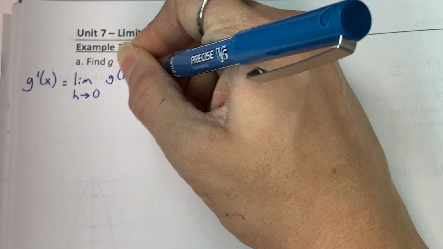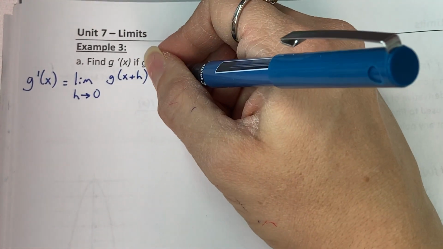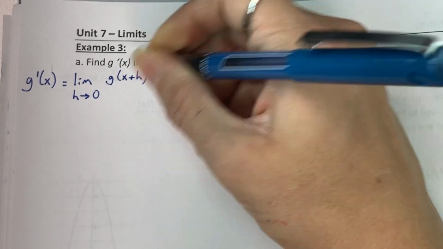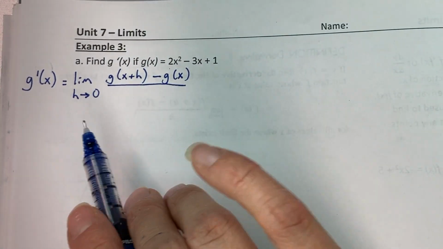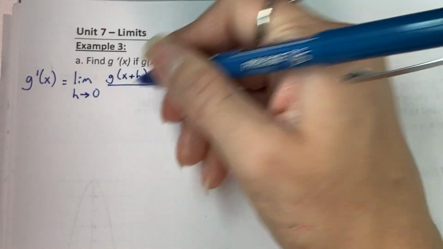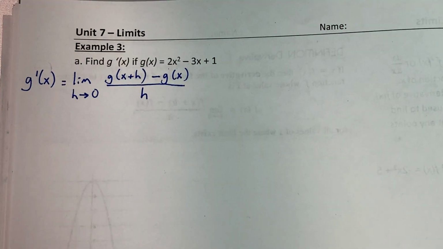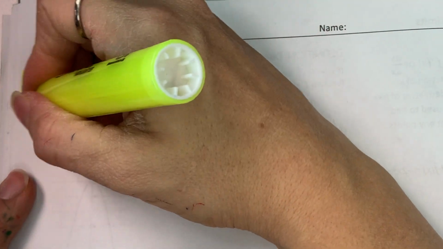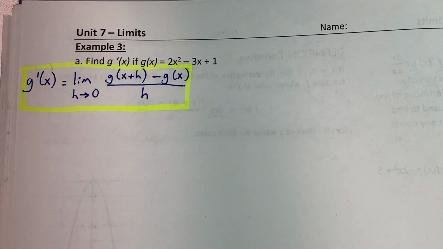Next, g of x plus h, the hair beyond point goes first, then minus g of x. So the y value of the hair beyond point, the y value of the tangent point, all over x plus h minus x, or just h. So remember folks, really work on getting this memorized as you work through the problems in the practice set. So see if you can do it without looking as you start to go through those.